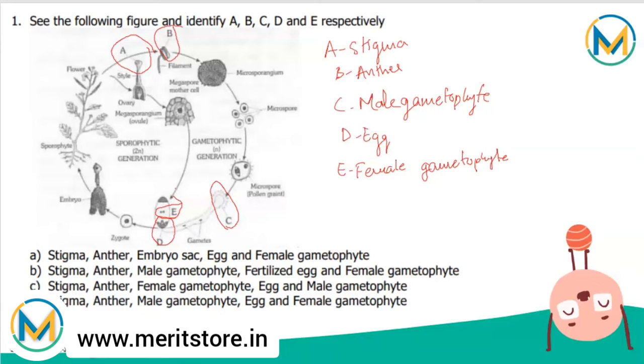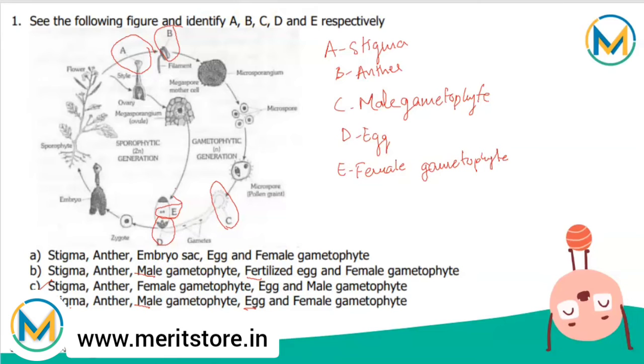So the correct answer for this: A, stigma, is there in all the options. B, anther, is also there in all the options. Then C, male gametophyte, is there in options B and D. Then D, that is egg. It's not a fertilized egg, it's only egg. So the correct answer is option D, that is stigma, anther, male gametophyte, egg and female gametophyte.